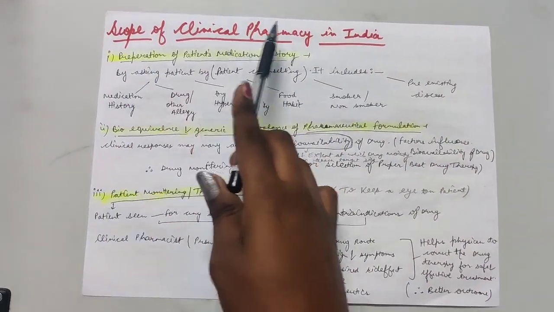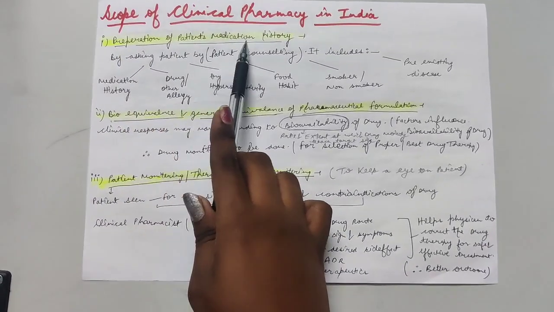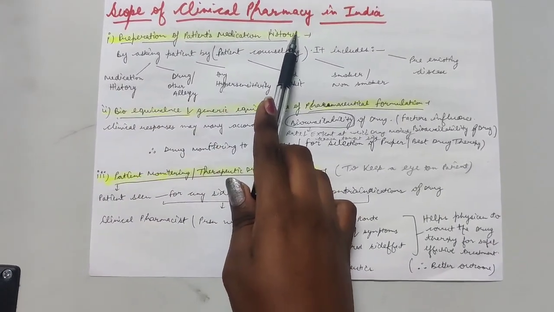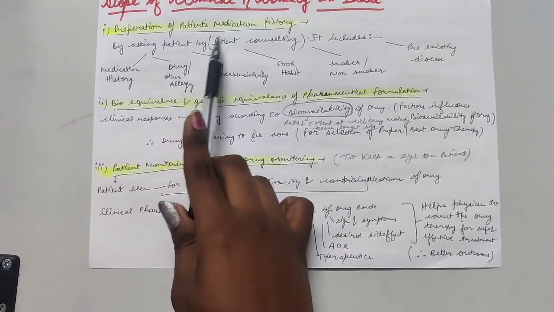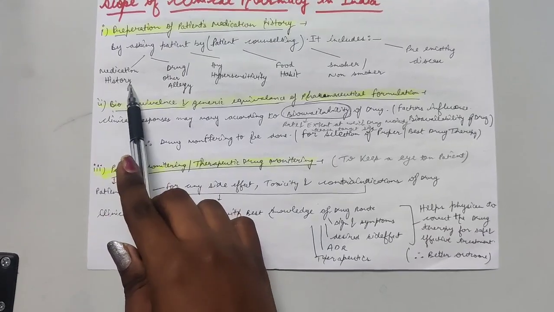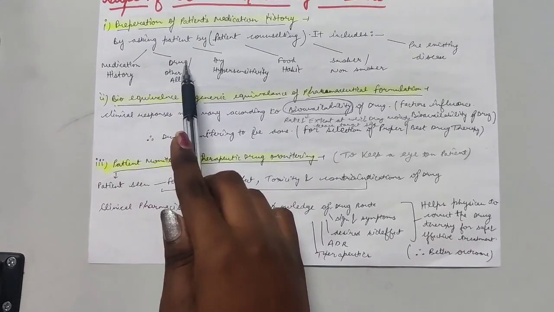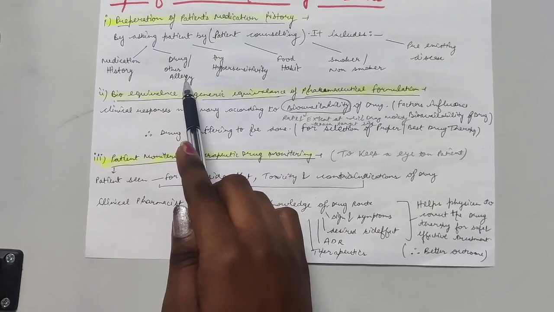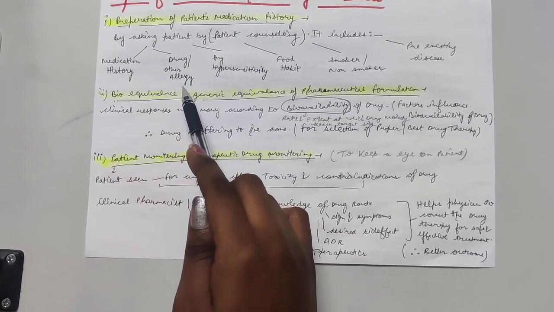Scope of clinical pharmacy in India. Number 1, preparation of patient medication history. By asking or counseling the patient, it includes the medication history, the previous history of the drugs the patient is taking, and drug allergies. If any patient is allergic to any food or any drug, that should be noted.